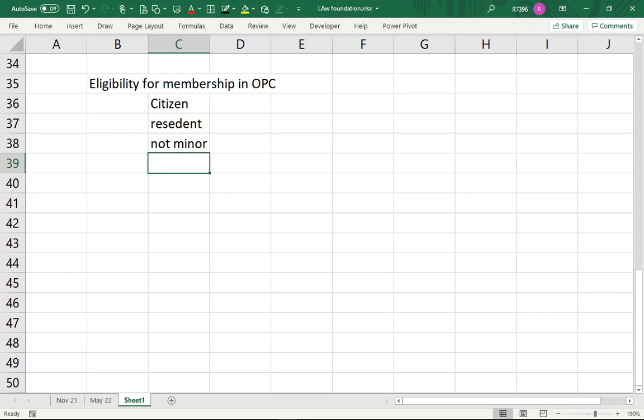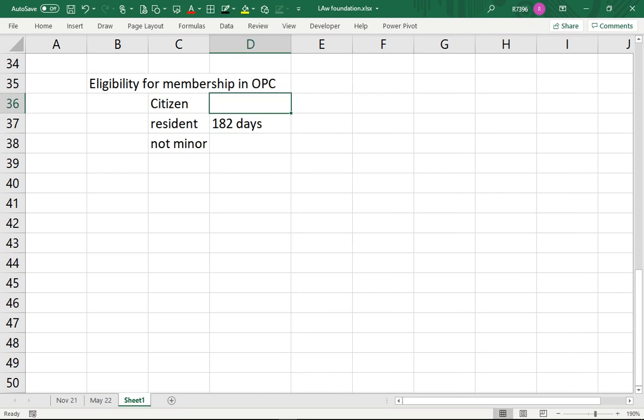the member in OPC. Now here, earlier there was a provision about what we mean by the concept of resident. What do you mean by the concept of resident? So it was said that any person who has stayed in India for the last year, for at least 182 days, he was resident. That is what we learned.